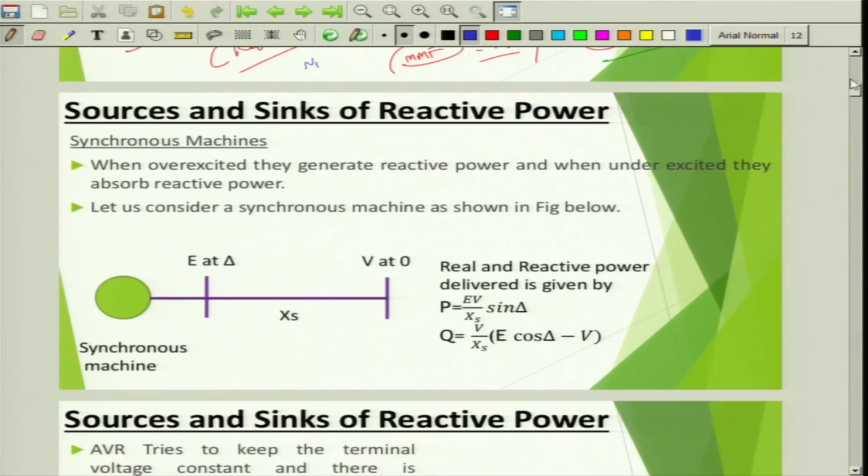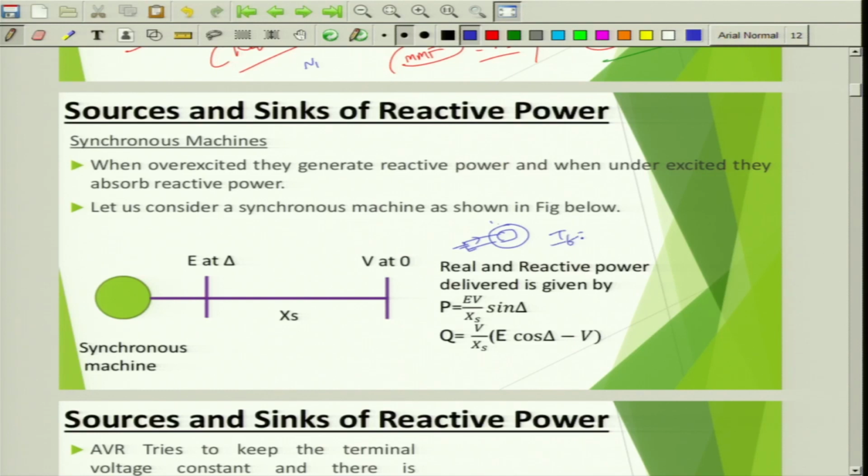Then synchronous machines: when over excited they generate reactive power, and when under excited they absorb reactive power. It is very simple, right. When you over excite, that means there is a field winding, because unlike an induction machine, a synchronous machine is a doubly excited machine. If you see, there is a stator and a rotor. To the rotor there is also a field winding connected to a field source.